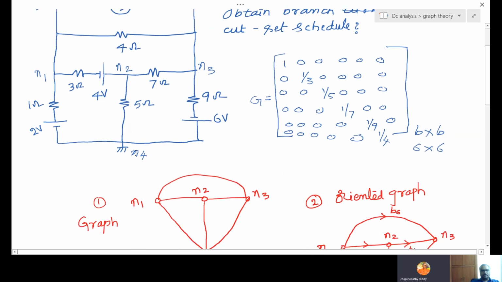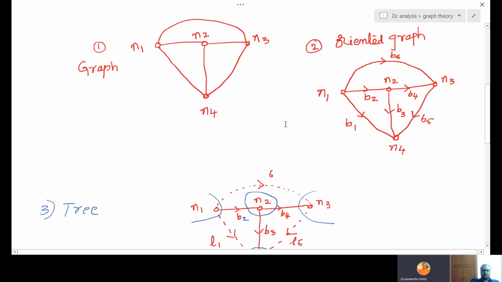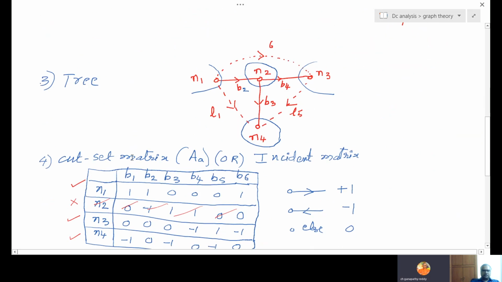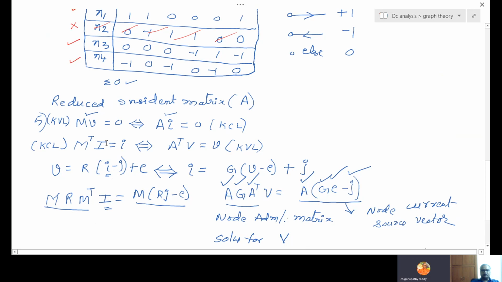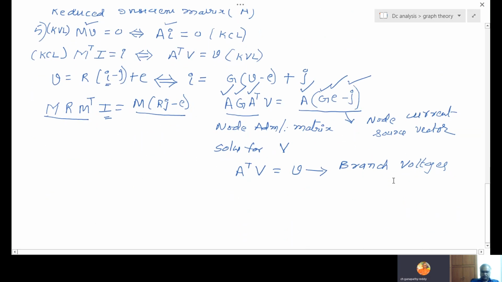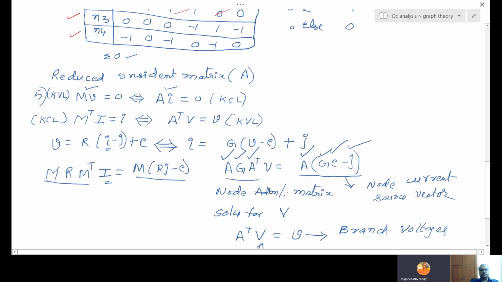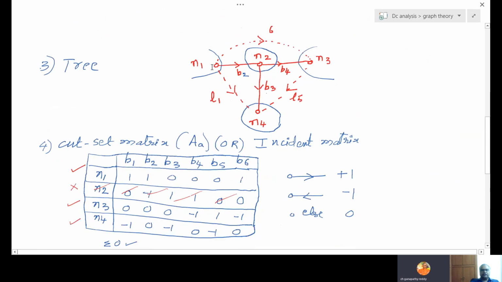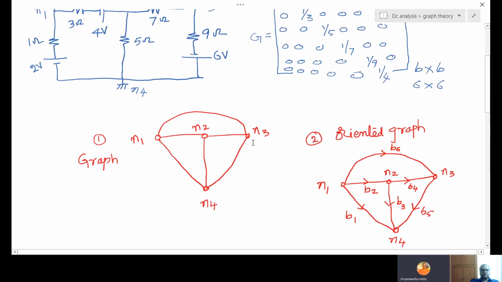Okay. So any problem, first you have to draw graph, oriented graph, put tree, then write cut set or tie set matrix. Remember the formula, substitute, multiply, solve, and proceed. Here I said capital I is what? Link current. What is this capital V? Is the node voltage vector. So what are the node voltages here? Voltage at N1, voltage at N2, voltage at N3 with respect to ground. That is the node voltage.